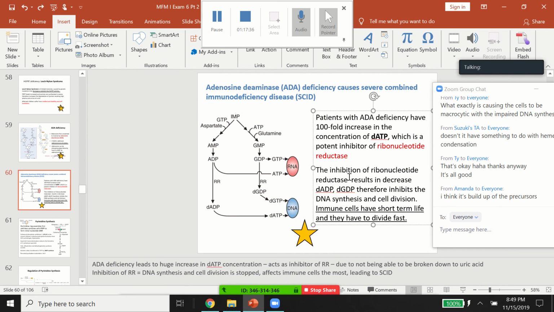DNA, right? So if that inhibition happens, you won't be able to do DNA synthesis, like you won't be able to form any DNA at all, right? And therefore, you won't be able to divide cells, essentially.